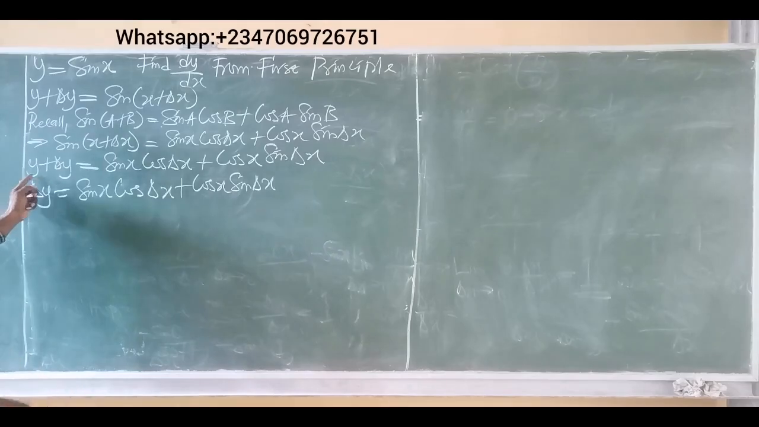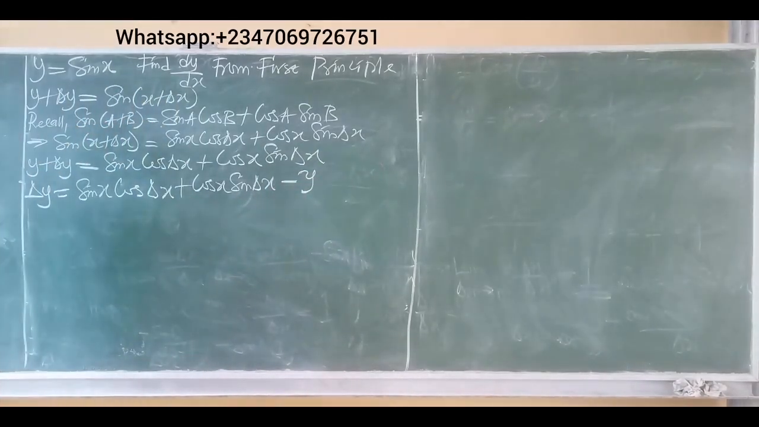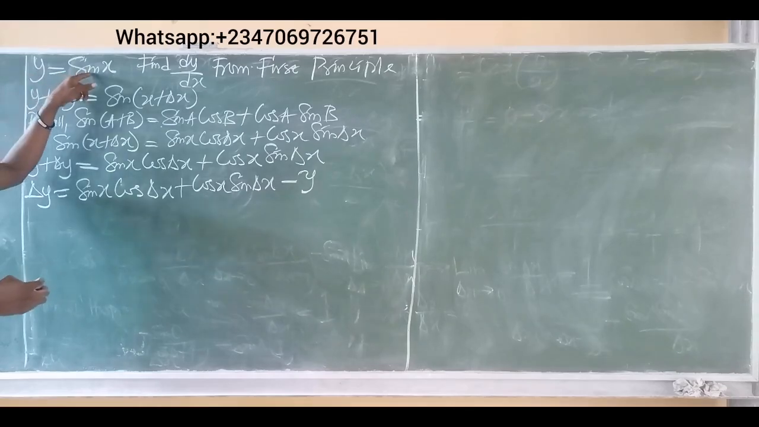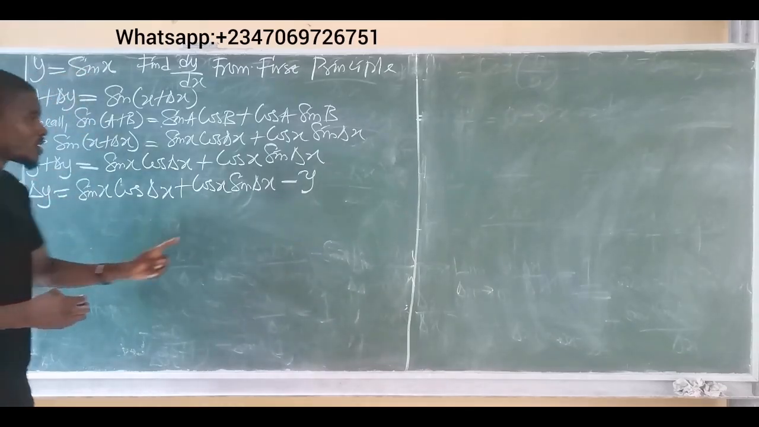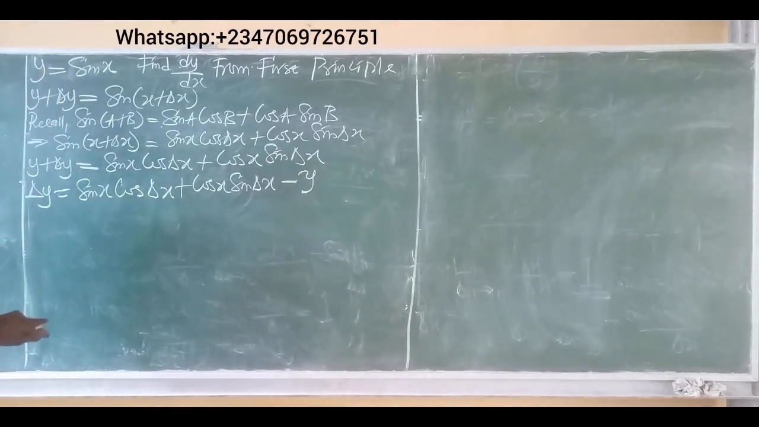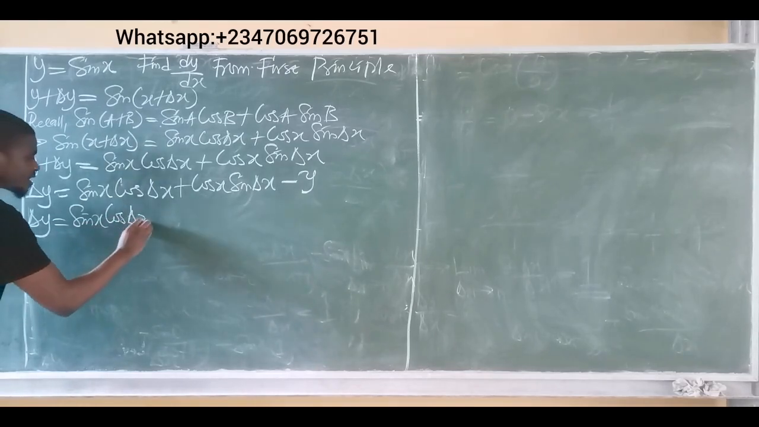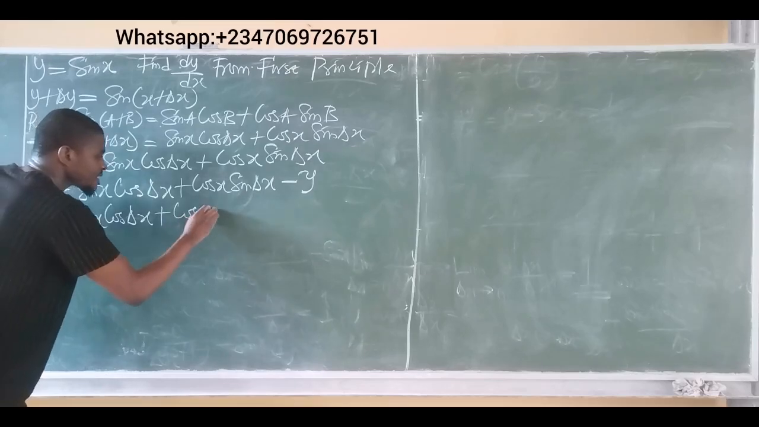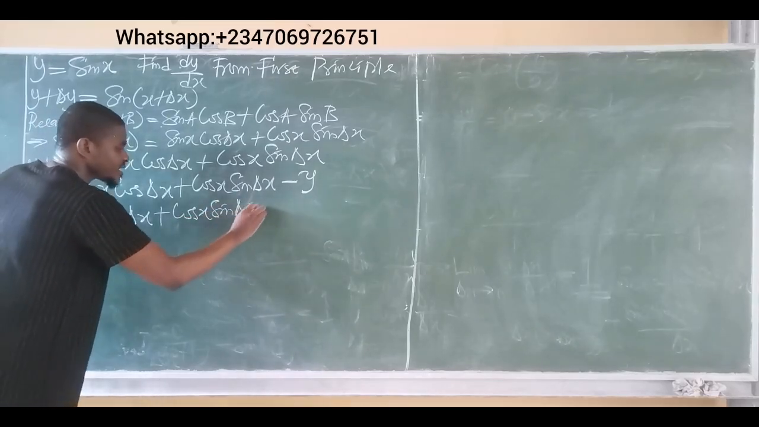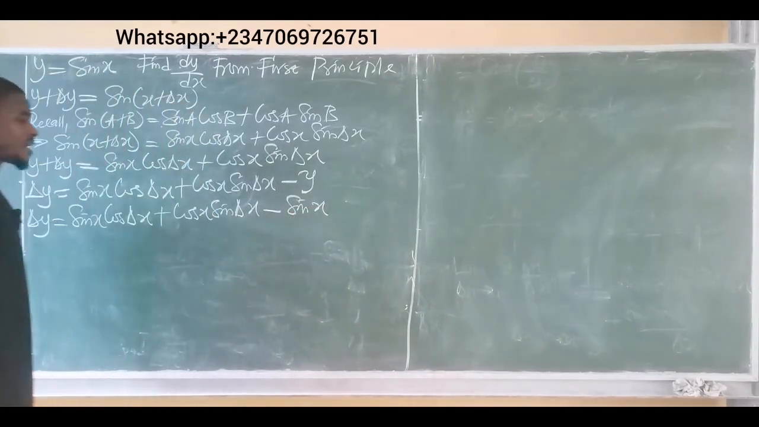Now if positive y crosses the equal sign, it becomes negative y. So I simply have this, but not forgetting earlier we said y is equal to what? Sin x. That's the given question. So in place of y here, we simply put in sin x. So the equation becomes change in y equals sin x cos(change in x) plus cos x sin(change in x) minus, in place of y we have sin x.